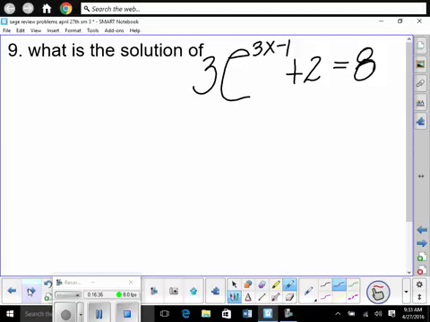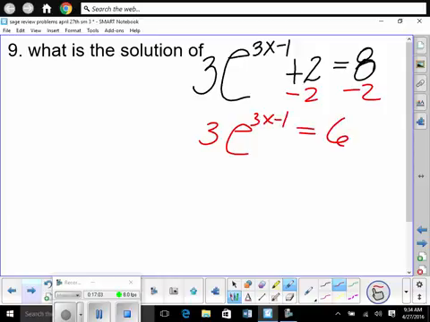This one. What is the solution of this? 3 times e raised to 3x minus 1 plus 2 is equal to 8. Let's fly through this. So our first step is to get the base completely isolated, right? There's a lot of errors when it comes to solving these. The base completely isolated, so subtract 2. So we have 3e raised to the 3x minus 1 is equal to 6, right?